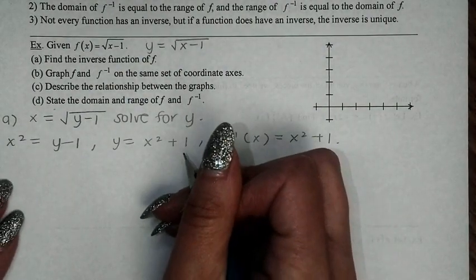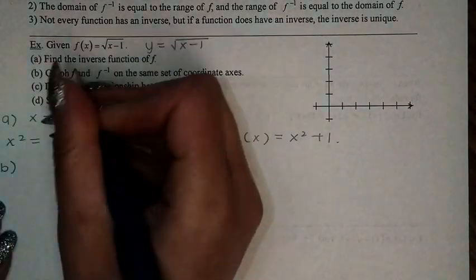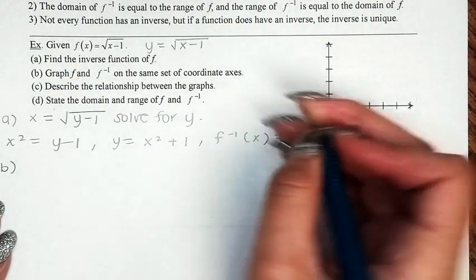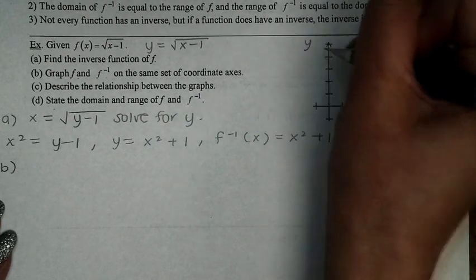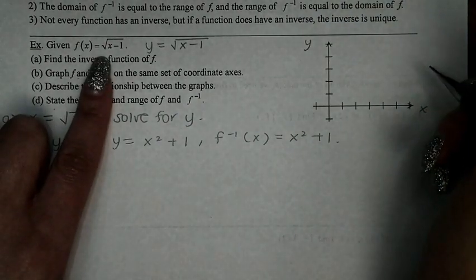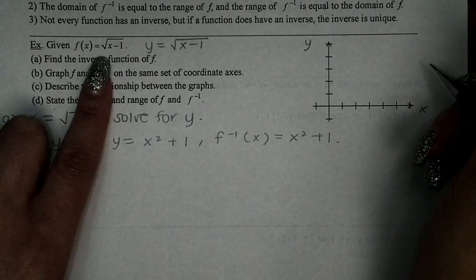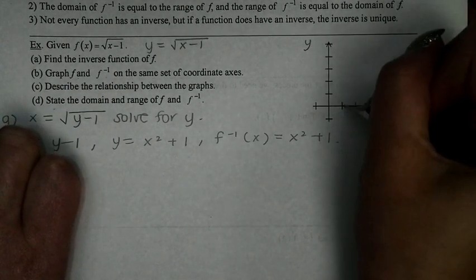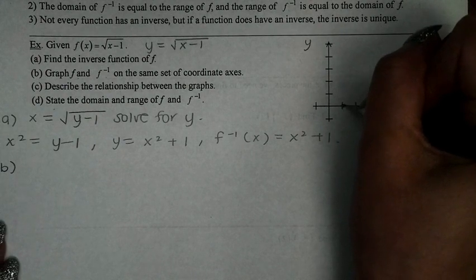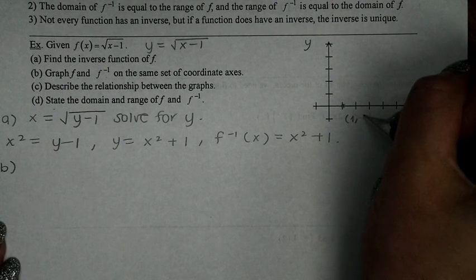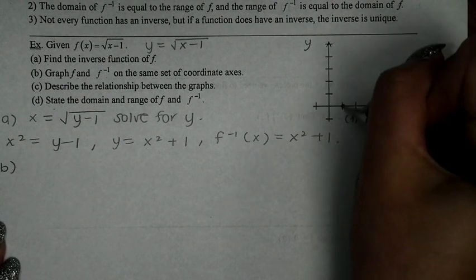Then for B, we want to graph f and f inverse on the same set of coordinate axes. So we have the x, the y, and you're going to start with f. You know that the domain of that function, because it's a square root function, is going to be from 1 to infinity. So I'm going to plug in 1, and the output is 0. That's my first point.